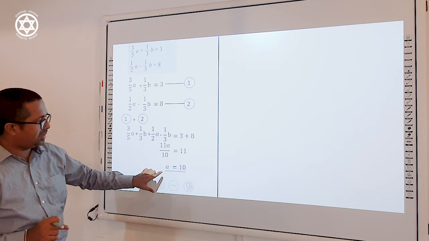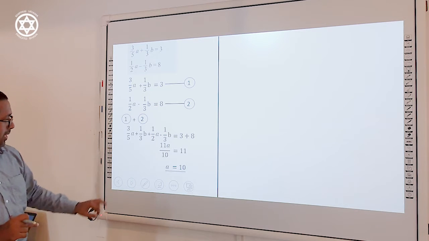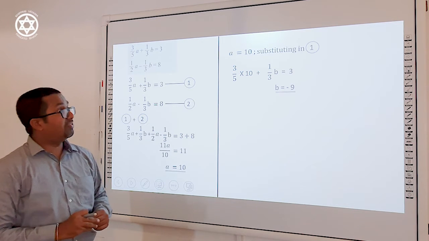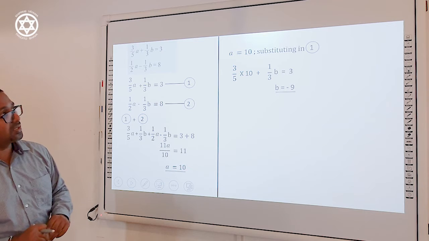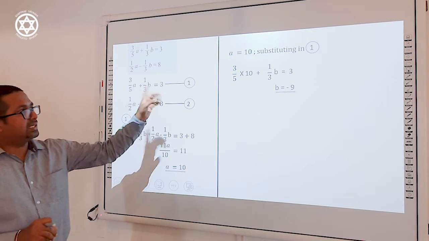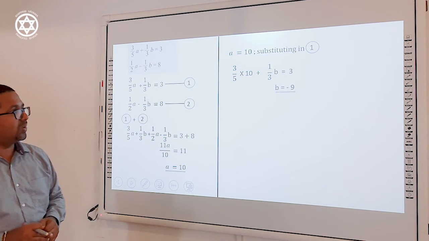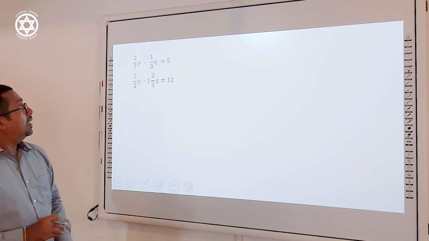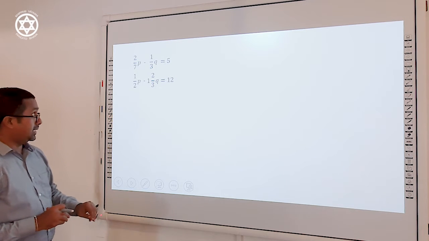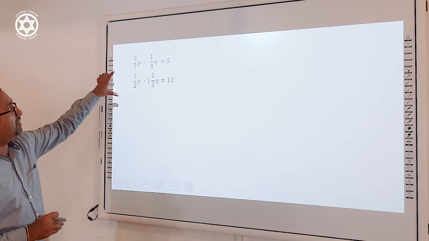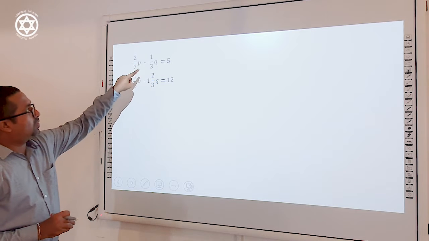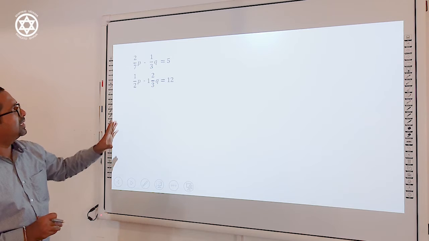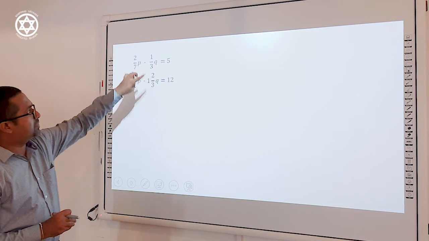So once you have this, you can find the value of a, right? a is equal to 10. Normally you have to substitute the value of a in equation 1 or equation 2, and then the value of b is equal to minus 9. Okay. And another example. In this one, the difference is that the coefficient of q is a mixed number. Earlier we discussed normal fractions, but here it is a mixed number.